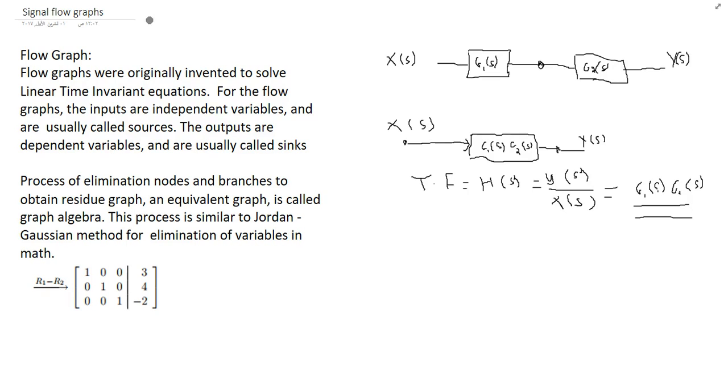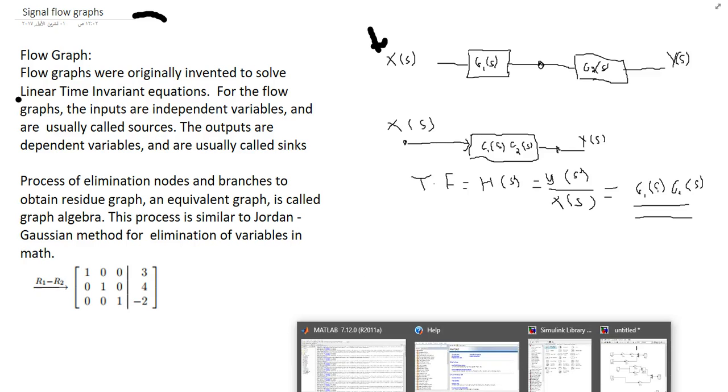Signal flow graphs. Flow graphs were originally invented to solve linear time invariant systems or equations. On the flow graph, the inputs are independent variables. S1 is an input, and inputs are usually sources.